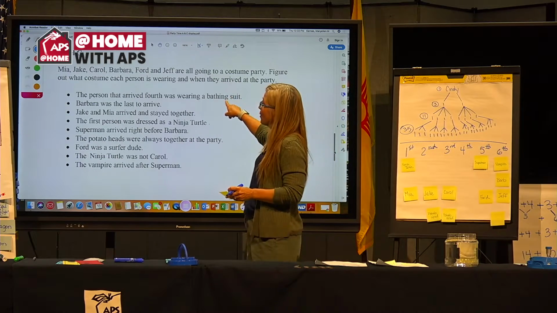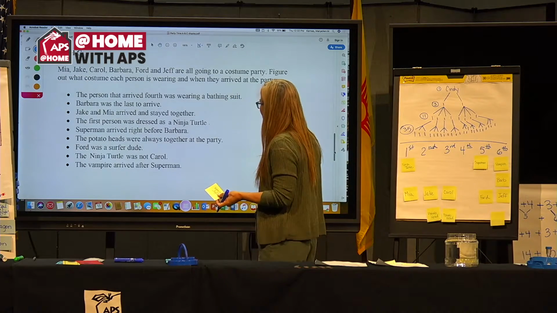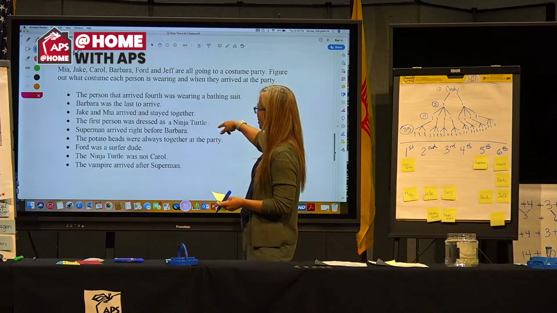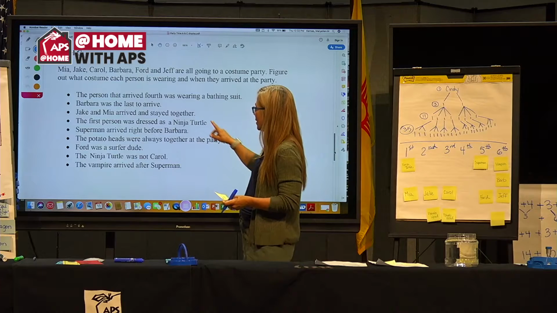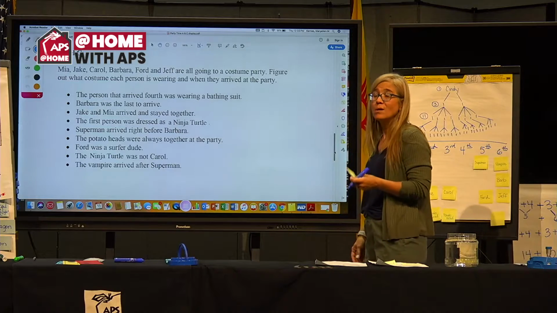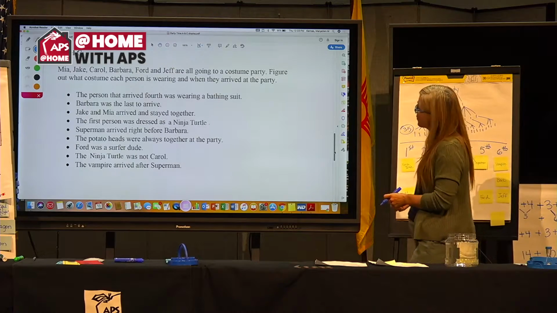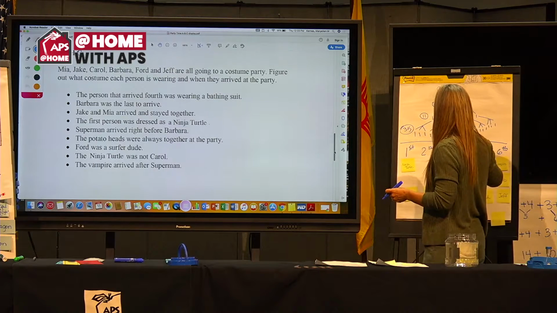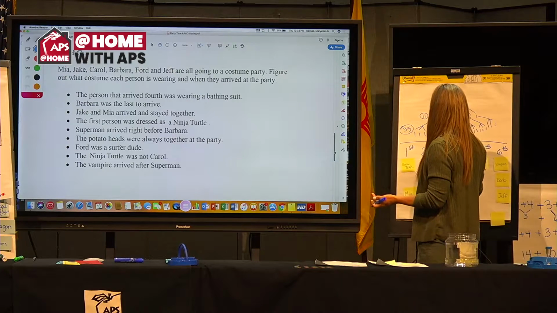This clue I'm wondering about. The person that arrived 4th was wearing a bathing suit. Who would be wearing a bathing suit for their costume? Not the Ninja Turtle, not Superman, not the vampire, but it says Ford was a surfer dude. So probably the surfer dude was wearing a bathing suit, right? If you were going to go surfing at the beach. So the surfer dude arrived 4th. So I'm going to put him there. And we know Ford was a surfer dude, so maybe Ford arrived 4th.